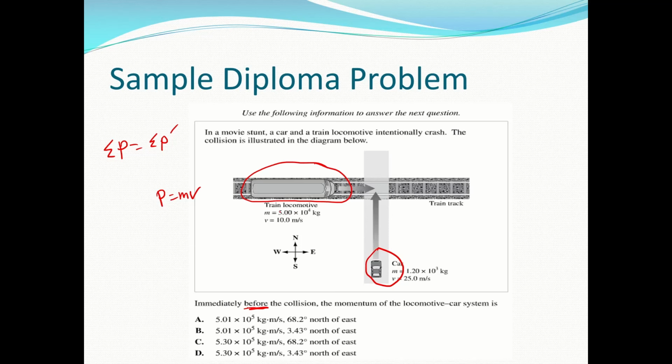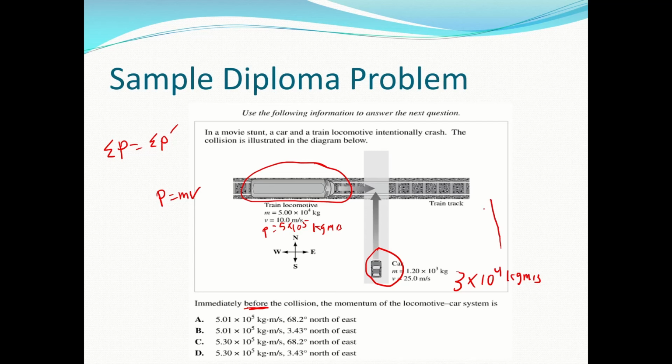Right? And we know that P equals mv, so if I go 5 times 10 to the 4 times 10, I can find my momentum is 5 times 10 to the 5. And then for the car, it's in kilograms meters per second for the car. If I want to find my momentum, I go 1.2 times 10 to the 3 times 25. I can't quite do that in my head. So when I do that, I can find my momentum, which is 3 times 10 to the 4 kilograms meters per second. Okay, and then all I have to do is add them Pythagoras style.